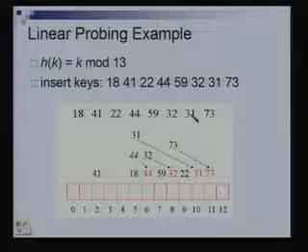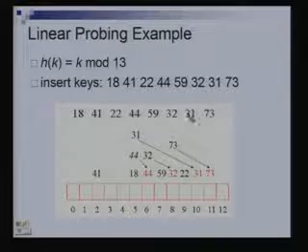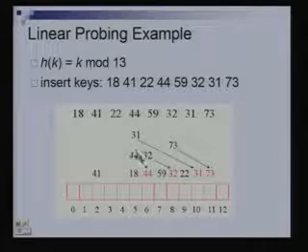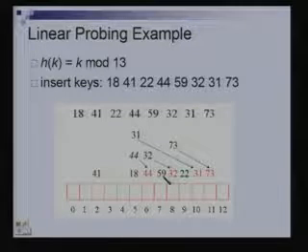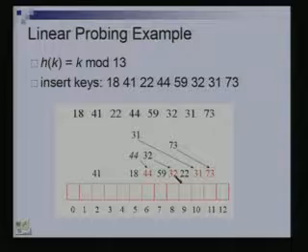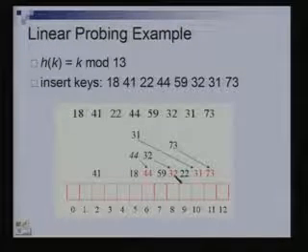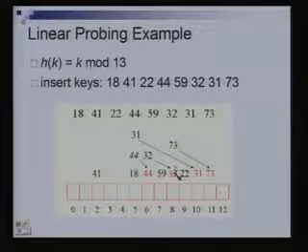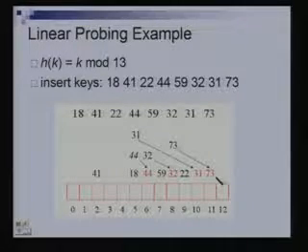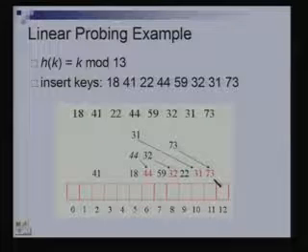31, 31 mod 13 is 5. So we should have put 31 here, but this location is occupied with 18. So we go to the next location, which is occupied by 44. So we go to the next location, which is occupied by 59. So we go to the next location, which is occupied by 32 already. So we go to the next location, which is already occupied by 22. So we go to the next location, which is empty, and we put 31 here. 73 mod 13 is 8. So we check for 73 here. This location is occupied, this location is occupied, and so we have to put 73 at this location. Very simple idea.